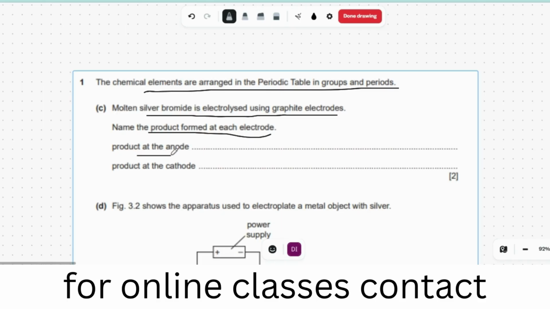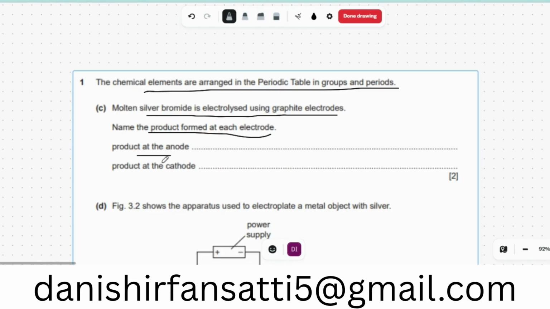At the anode is positive and the cathode is a negative charge. Terminal and anode is a positive charge. So on the positive charge, bromine will go there because it's Br minus. So bromine, Br minus, will go to the anode, and on the cathode, on the negative, we have silver.